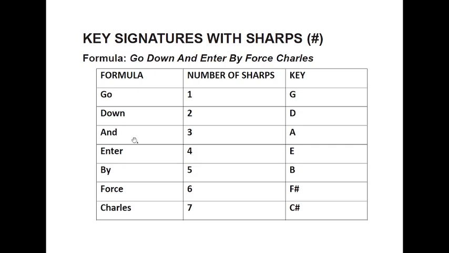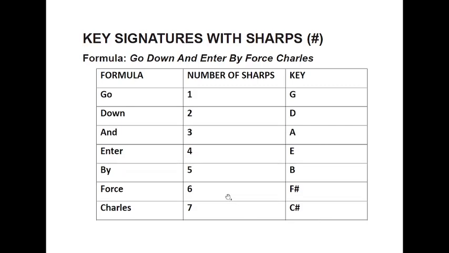Go Down And Enter By, those are five sharps, and that is key B. Go Down And Enter By Force, that is key F sharp. Go Down And Enter By Force Charles, that is C sharp. So that means when you find 7 sharps, then you are in key C sharp.